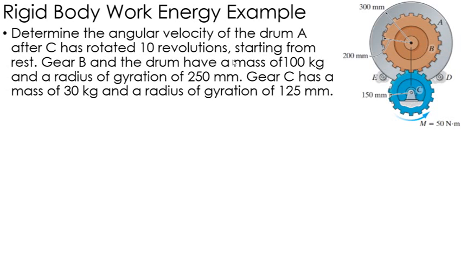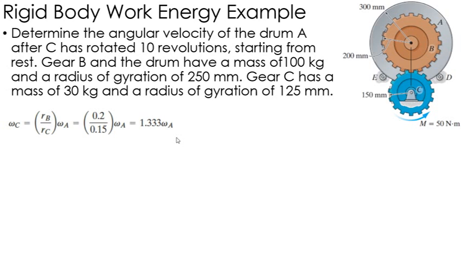So there's a few things I need to do before I apply my work energy equation. The first is the relationship between the angular velocities. So I just use the gear ratio, and I find that omega C is 1 1/3 times omega A. Okay, so I have that relationship.